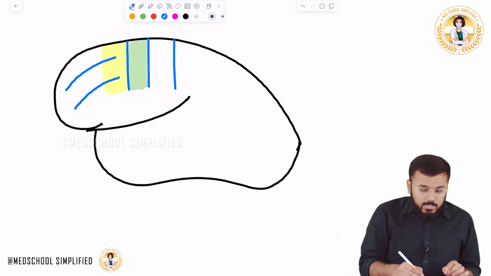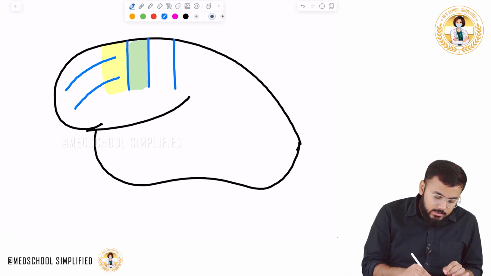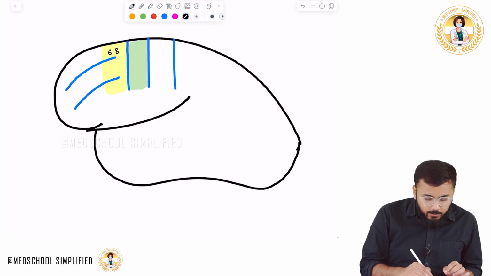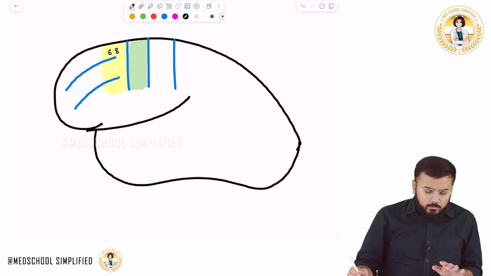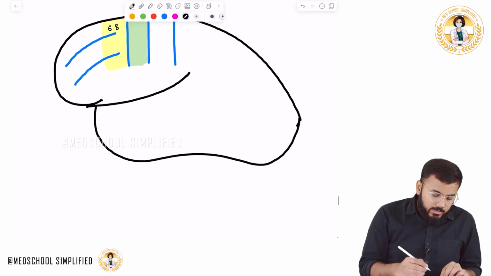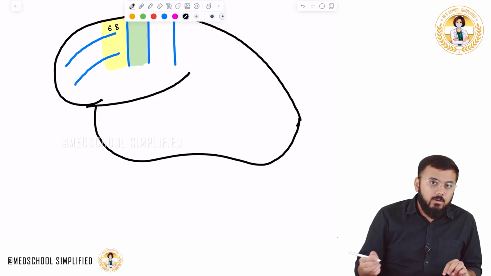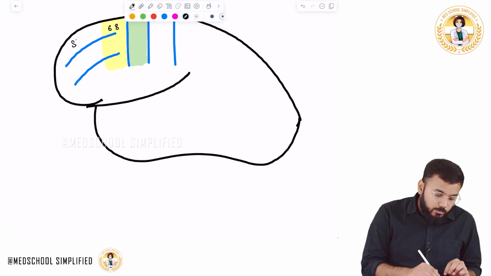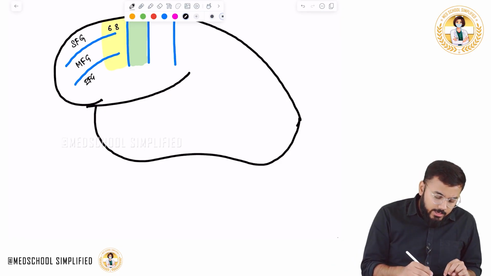So where is your area 6 and 8 located? Your area 6 and 8 are located in the posterior part of the frontal gyrus. Now, another important function over here is that you see the posterior part of the middle frontal gyrus. See, this is your superior frontal gyrus, middle frontal gyrus, inferior frontal gyrus, right? So if you look very carefully, this is the posterior part of the middle frontal gyrus. So this posterior part of the middle frontal gyrus, you see this area.